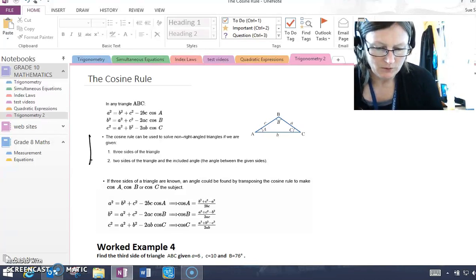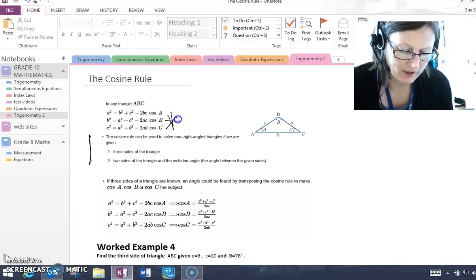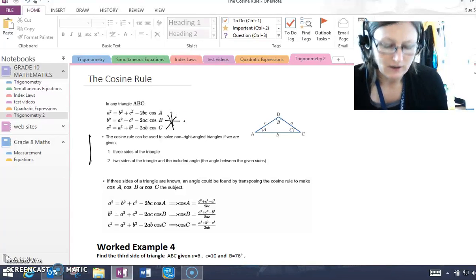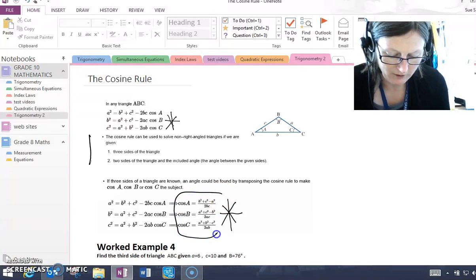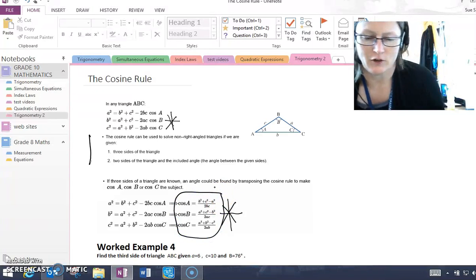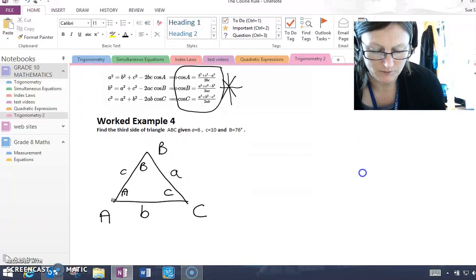The cosine rule is here. This is the rule if we are trying to find an unknown side. The rule can be manipulated, if you like, moved around and transposed to this. So this would be the rule if we are trying to find an unknown angle. So let's look at worked example 4 from the textbook.